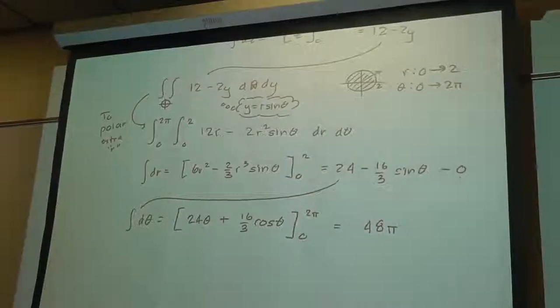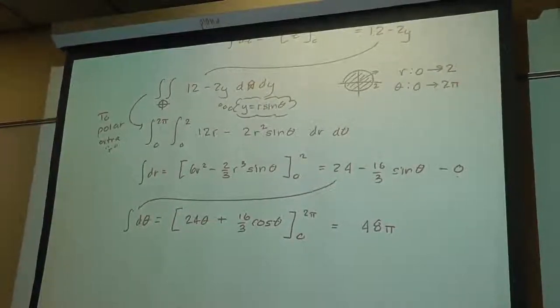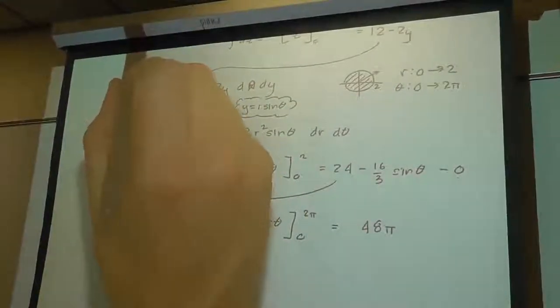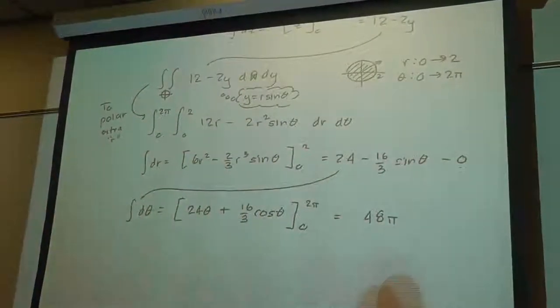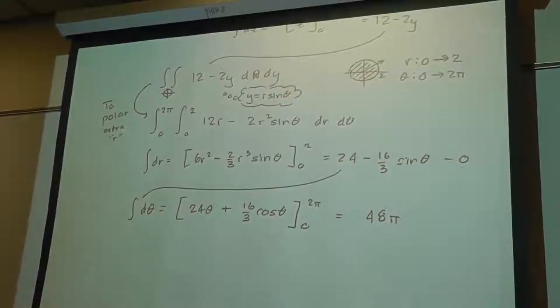And I've already forgotten what we did about 10 minutes ago for the volume the old way. Base area is pi r squared, so 4 pi, average height's 12. 12 times 4, most often 48. So yeah, it's consistent.